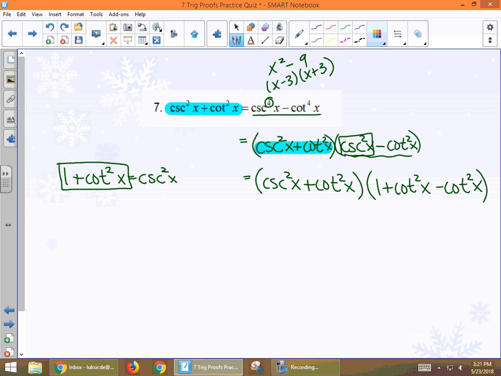Now, cotangent squared minus cotangent squared, those cancel. And just a 1 ends up in these parentheses.